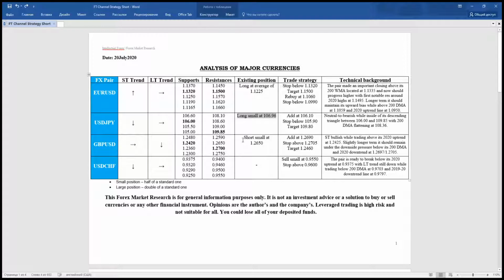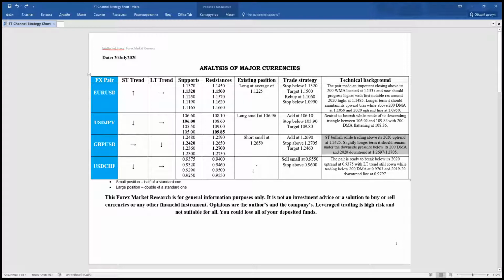And we still have a small short in the sterling, because we suggest that while below its moving average 200 daily line as well as the longer term downtrend line, which you could see in our technical background of the currency, sterling dollar should go lower or should stay under the selling pressure at the moment.